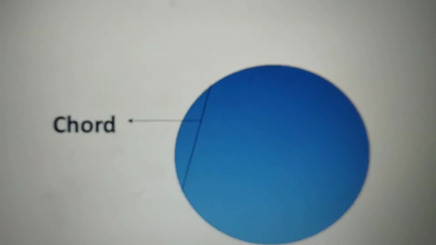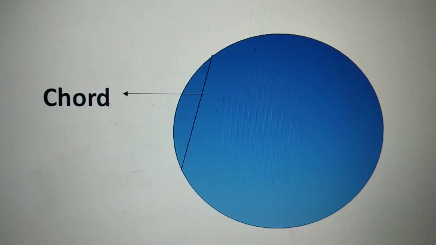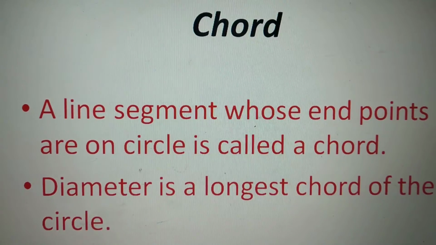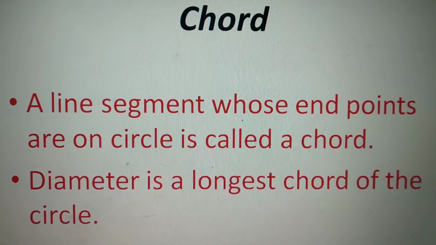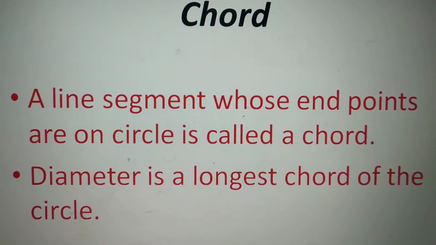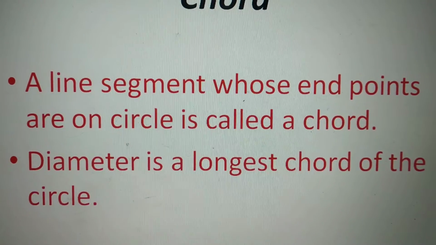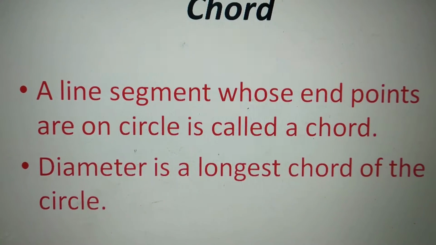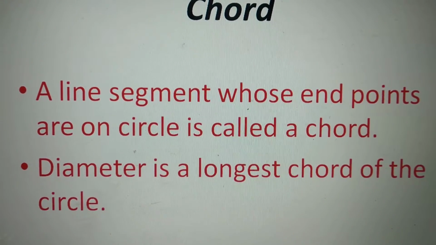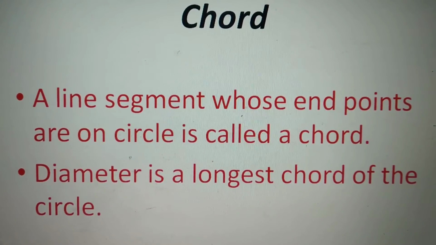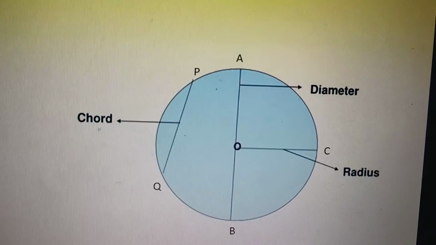Chord. This is the chord of a circle. A line segment whose endpoints are on the circle is called a chord. Diameter is the longest chord of the circle. Diameter is also a chord, but difference is only this, that it passes through the center of the circle. That's why it's the longest chord of the circle.